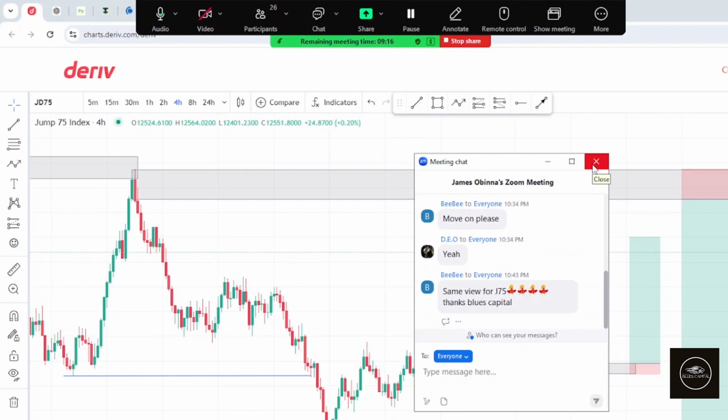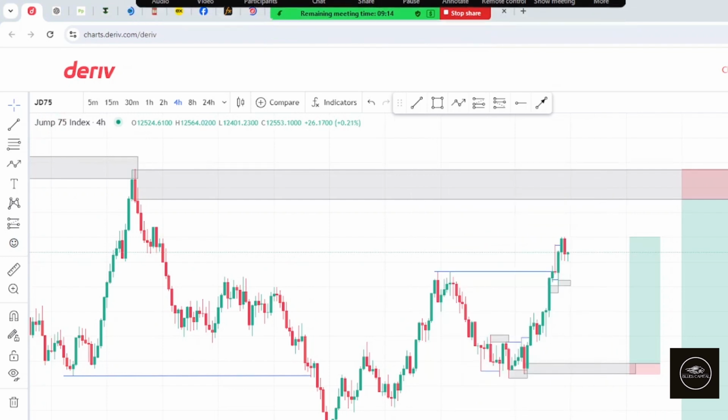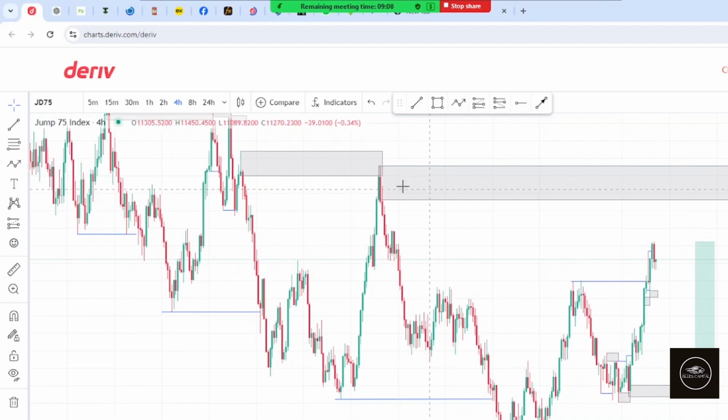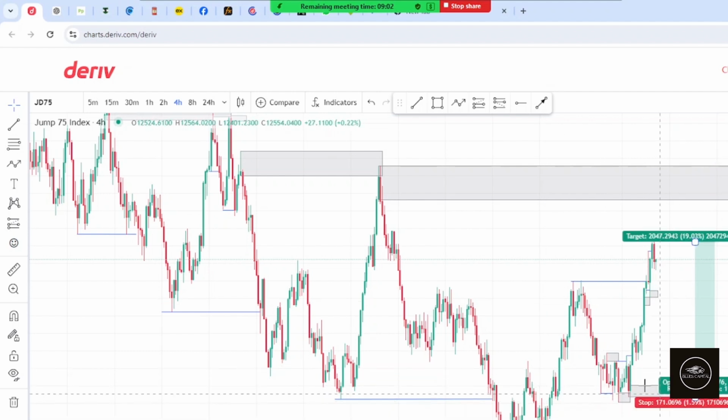Okay, same view on Jump 75. Thanks, Mr. You are welcome. So this is the zone I'm anticipating the market to tap, that's to mitigate, before continuation to the downside.